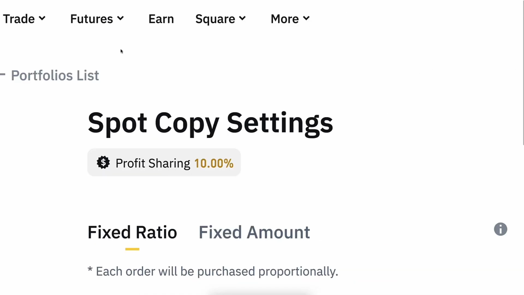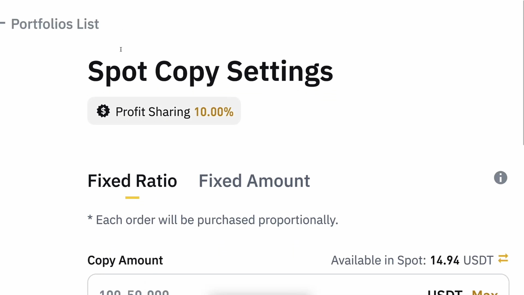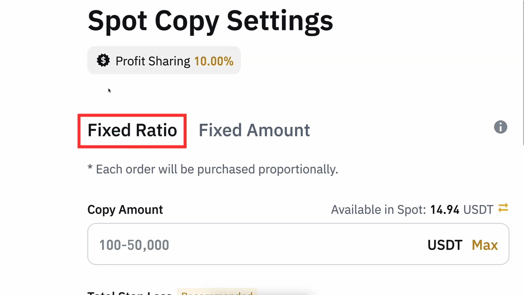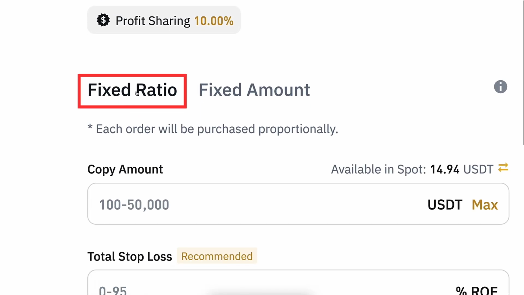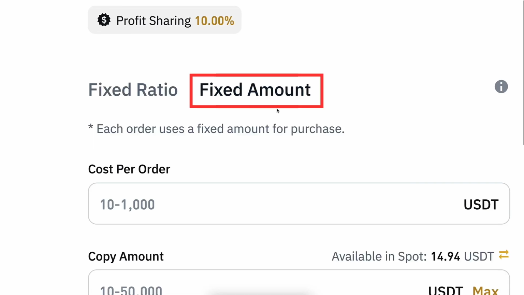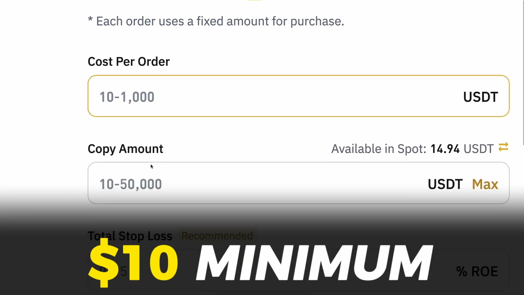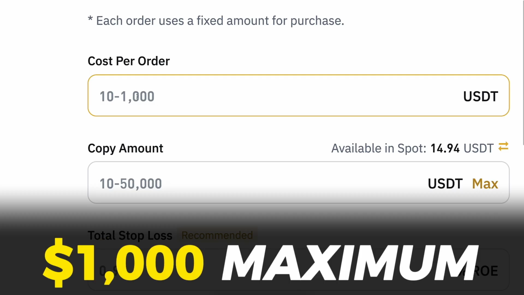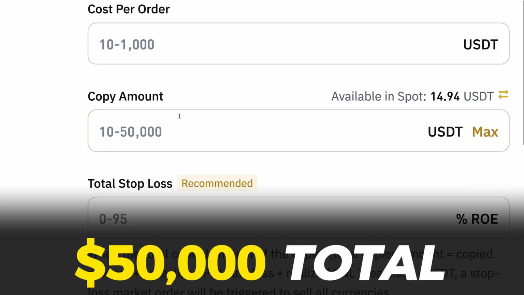Once you have done that, you can choose your copy settings when you copy my lead profile. You can either choose a fixed ratio or fixed amount. Here it explains what each one means. Fixed ratio means each order will be purchased proportionally, and fixed amount means that each order uses a fixed amount for purchase. You notice here that the minimum amount for copy trading is only 10 USDT and the maximum is 1000 USDT per trade and 50,000 USDT in total.